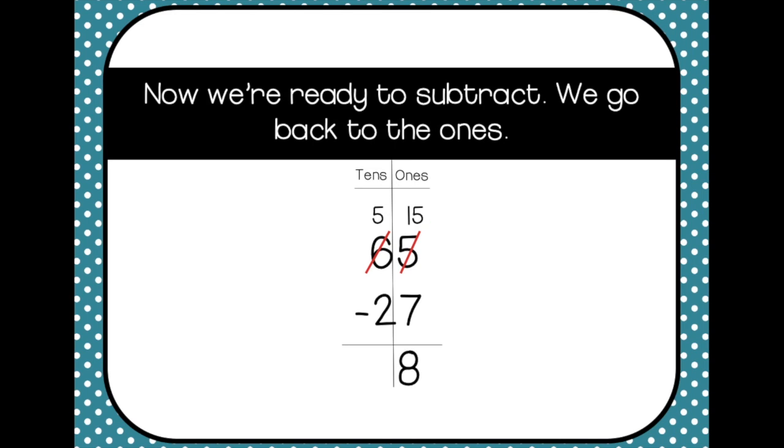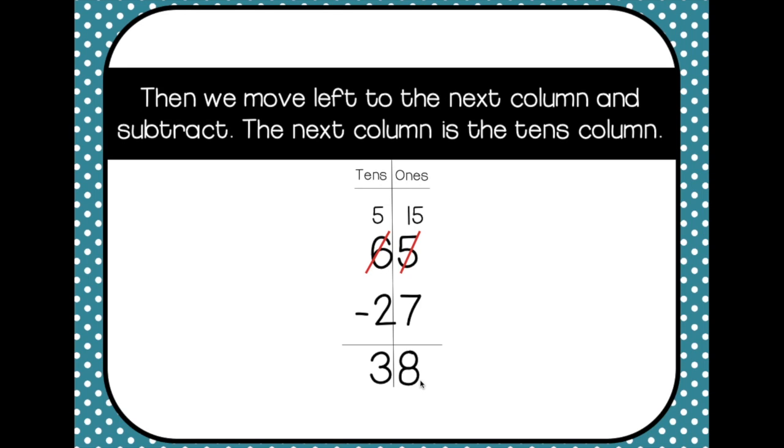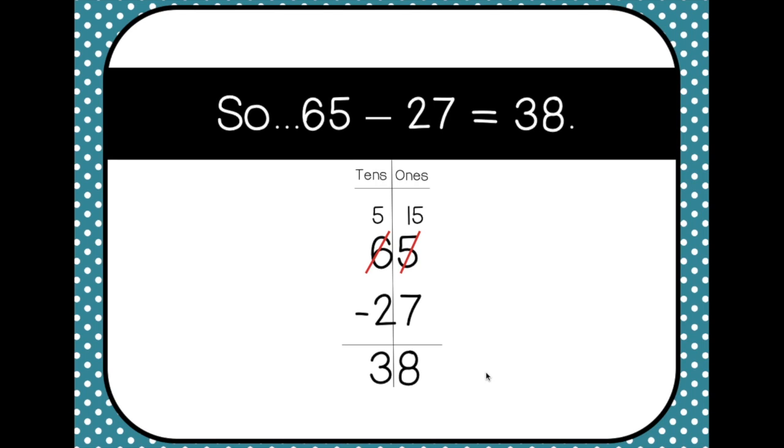So now we've done our regrouping here. Now we're ready to subtract. So we go back to the ones. Here we have 15 ones minus 7 equals 8. Then we move left to the next column, which is the tens column, and we subtract. We have 5 tens. We take away 2 of them. Now we have 3 tens. So 65 minus 27 equals 38.